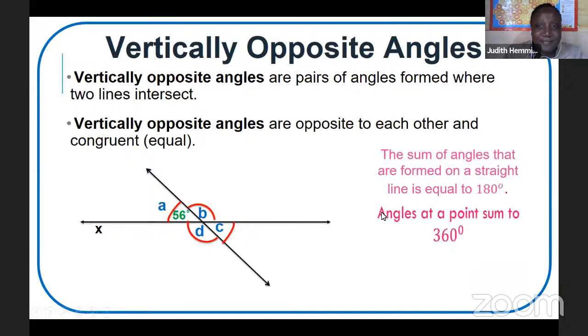All right. And in addition to that, we also recognize that angles at a point sum to 360 degrees. I should have given you a chance to figure that out. All right. But if we were to add all the angles A, B, C, and D, we would recognize that the sum totals 360 degrees. So the vertically opposite angles are angles A and C, and those two angles are vertically opposite. And the other pair of vertically opposite angles are B and D.